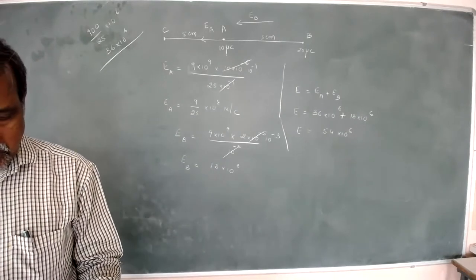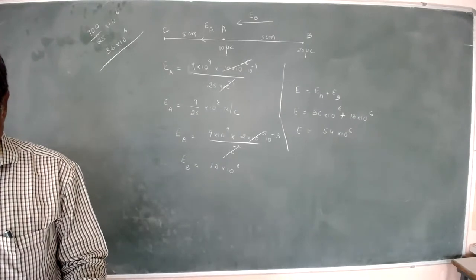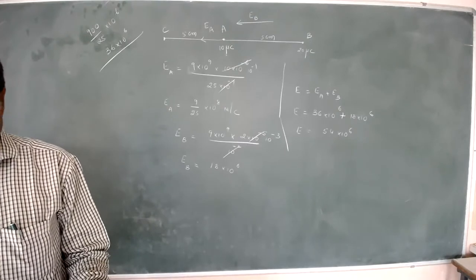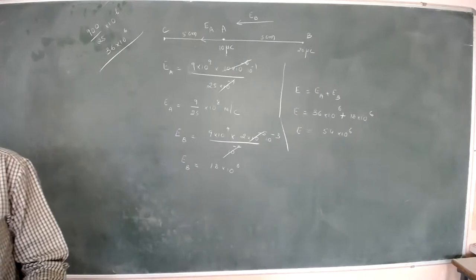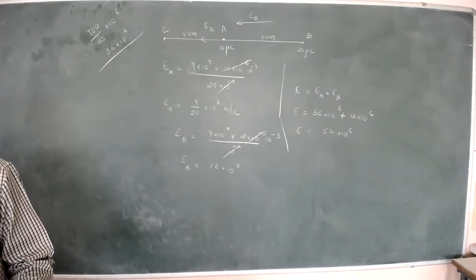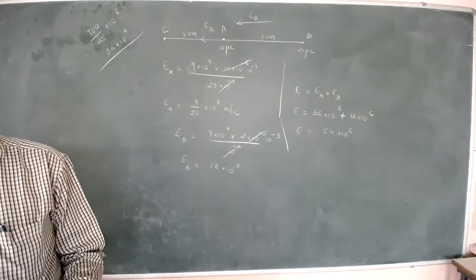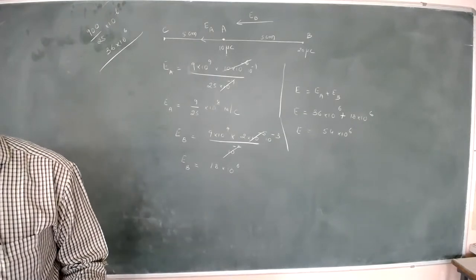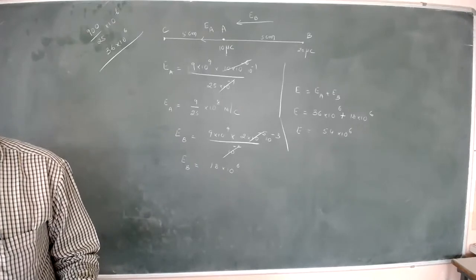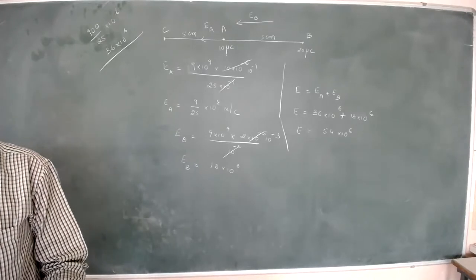A proton and an alpha particle start from rest in a uniform electric field. Then the ratio of times of flight to travel some distance in the field is asked. This is the new problem. Did we work out this problem earlier? No. Okay, this we will work out. Come on, try.